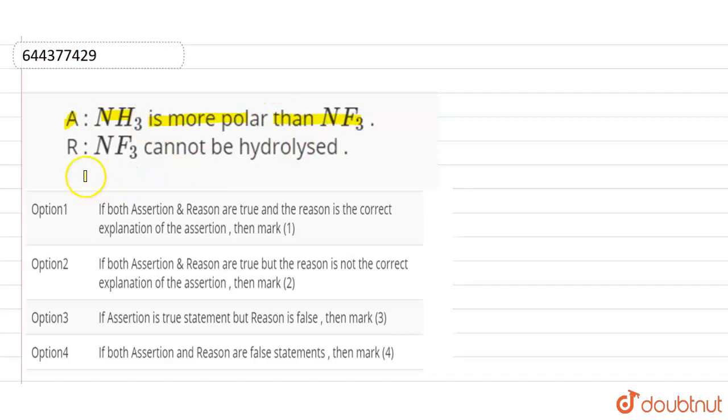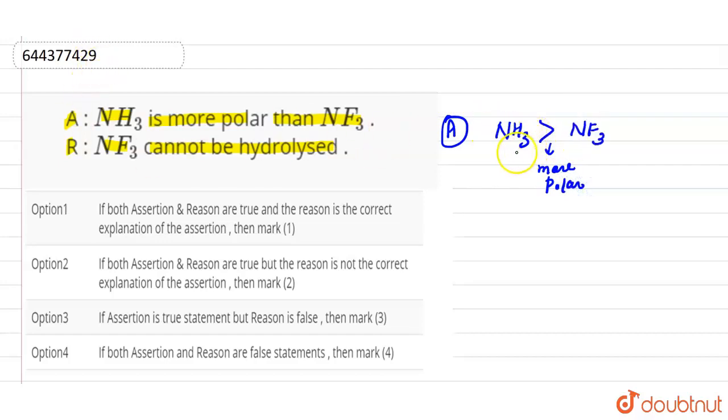The question is given as an assertion: NH3 is more polar than NF3. And the reason is given: NF3 cannot be hydrolyzed. If we first talk about the assertion, NH3 is more polar than NF3.